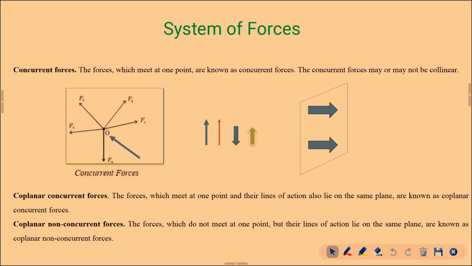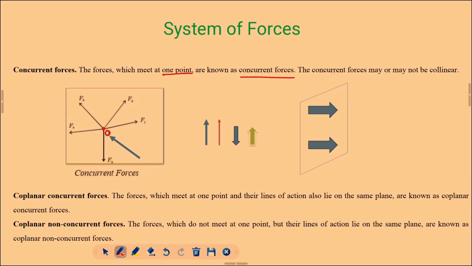And the next is concurrent forces. What is meant by concurrent forces? The forces which meet at one point, that is this point O. The forces which meet at one point are known as concurrent forces. The concurrent forces may or may not be collinear.